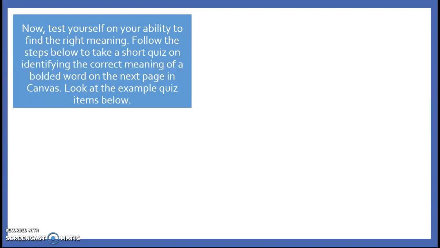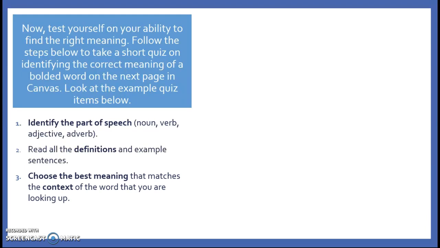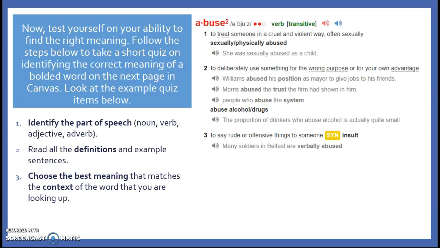Follow the steps below to take a short quiz on identifying the correct meaning of a bolded word on the next page in Canvas. Look at the example quiz items below. First, when you look at a quiz item, be sure to identify the part of speech. Is the word in the sentence a noun, verb, adjective, or adverb? Then read all the definitions and example sentences. Choose the best meaning that matches the context of the word that you are looking up.